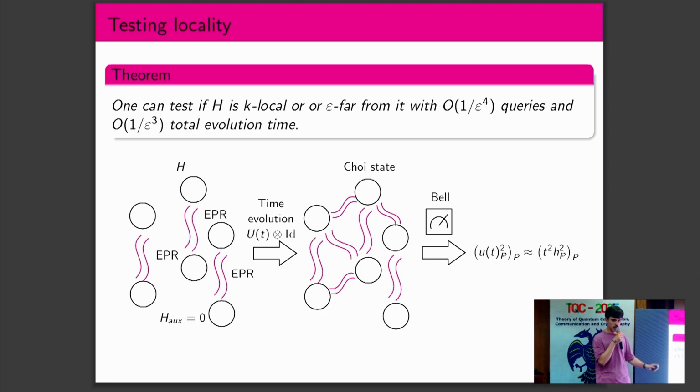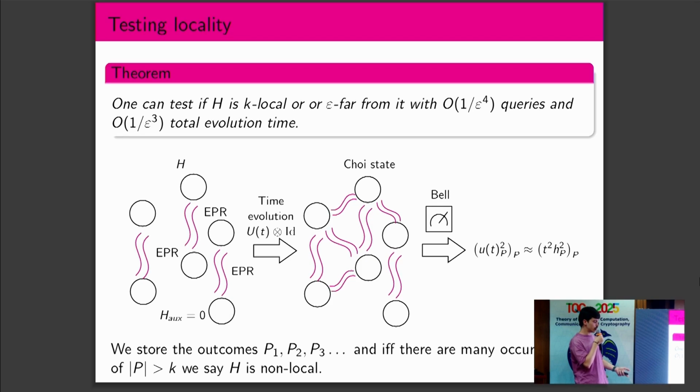So this is what we are going to repeat a few times. We are going to perform Pauli sampling a few times, and then the post-processing that we are going to do with these samples is very simple. You are just going to count the number of times that you get a non-local term, and if you get a non-local term many times, you are going to say that the Hamiltonian is not local. And otherwise, you are going to say that it is local.